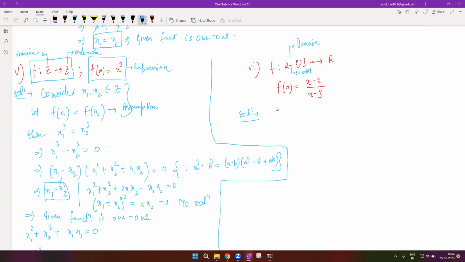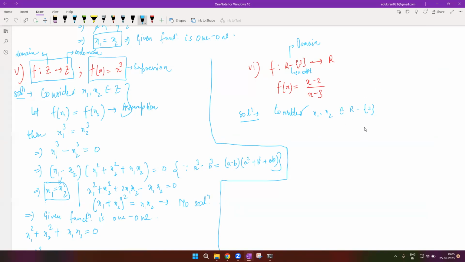So you want to identify whether the given function is one-one or many-one. So where do we start? We will first consider two unknown values. Let's call these unknown values x1 and x2, which belong to our domain. What is the domain? Real numbers except 3. So I'm assuming these x1 and x2 are two values which belong to the set of domain.